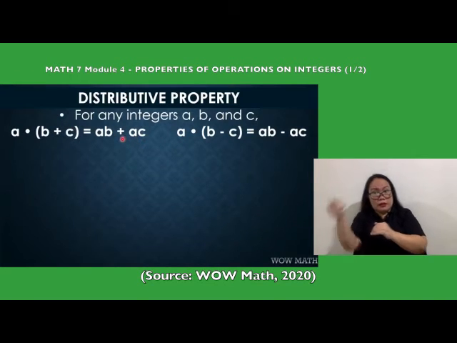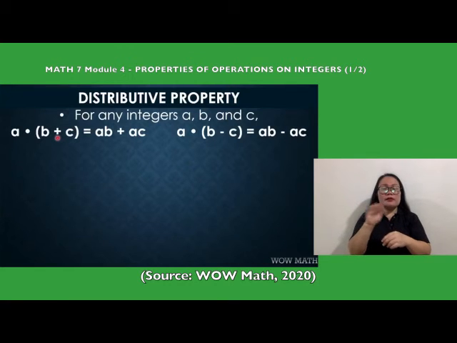Now, this is addition because the operation here is addition. And then, sa subtraction, A times B, that's why we have A times B, and then A again, times C, that's why we have A times C. And then now, this time, this is subtraction because this is subtraction.